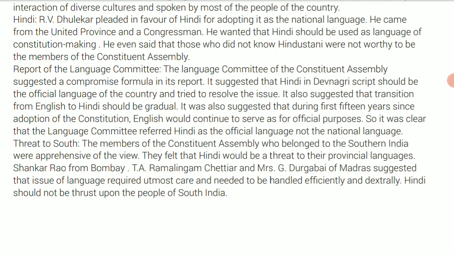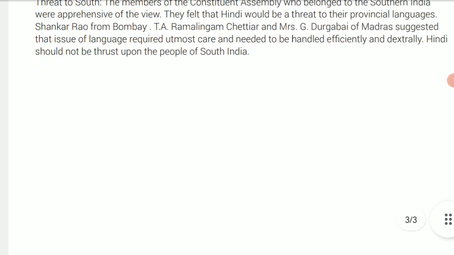Shankar Rao from Bombay, T.A. Ramalingam Chettiar, and Mr. G. Durgabai of Madras suggested that it is an issue of language, requiring utmost care, and needed to be handled efficiently and dexterously. Hindi should not be thrust upon the people of South India.